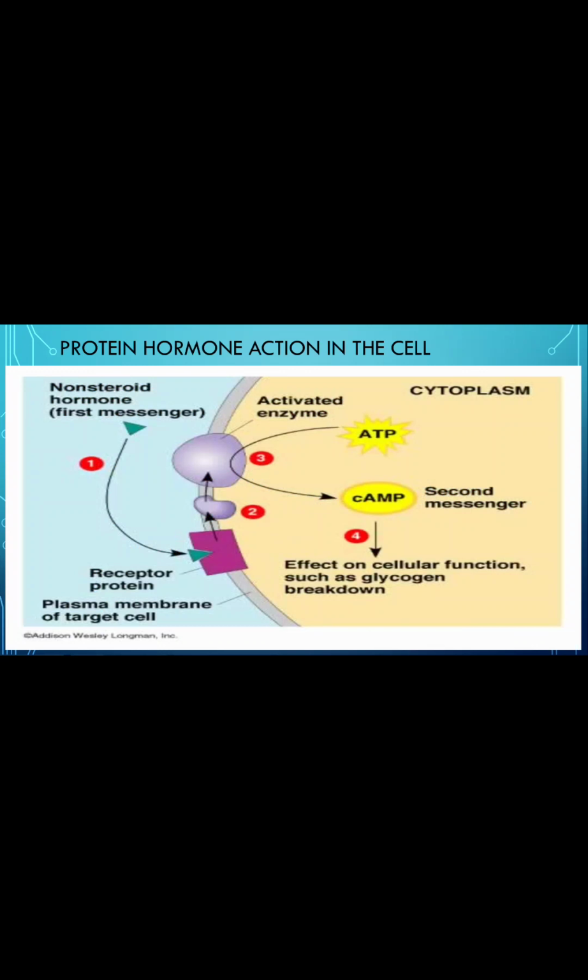Here's an illustration of the protein hormone action in the cell. The first messenger binds to that receptor protein, and then that enzyme is activated. And then now that second messenger has an effect on the cellular function, such as glycogen breakdown.